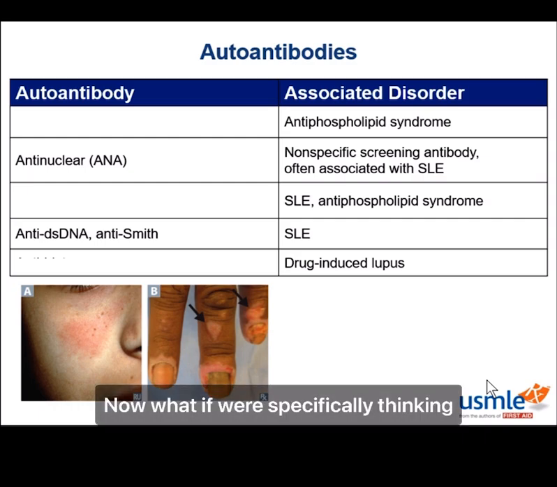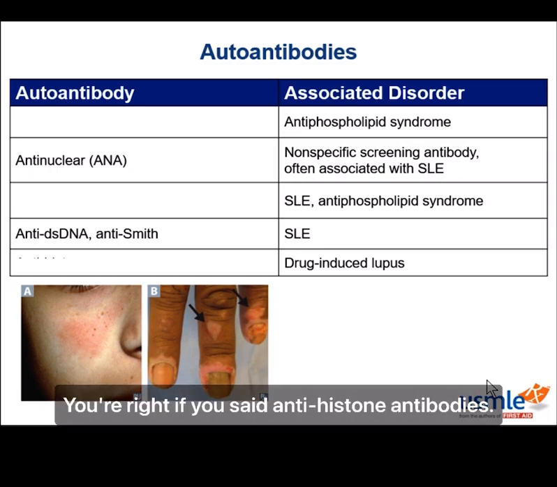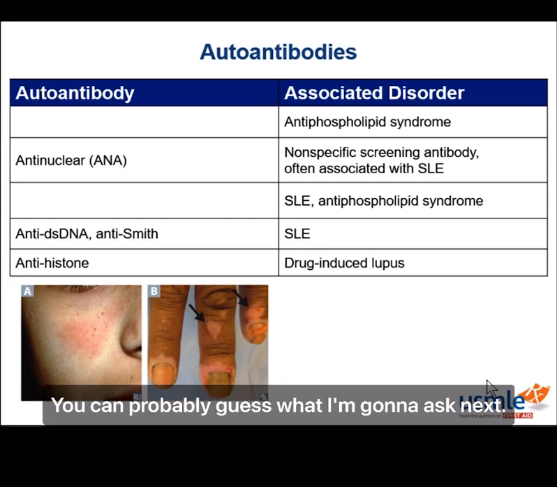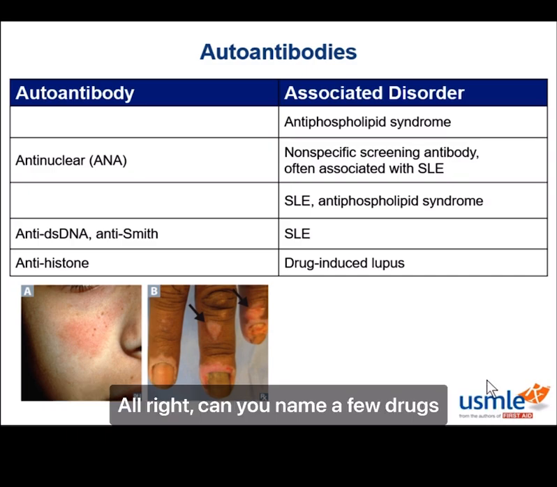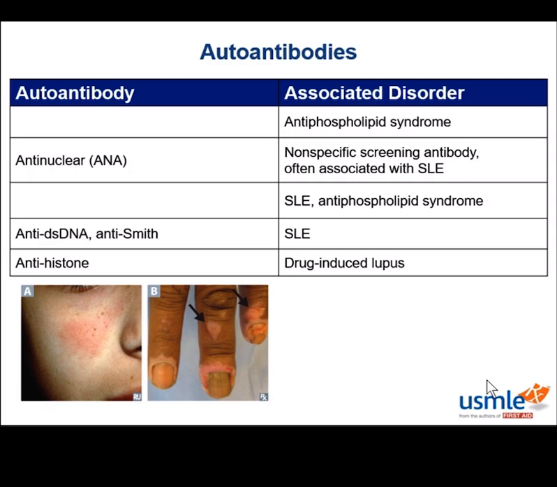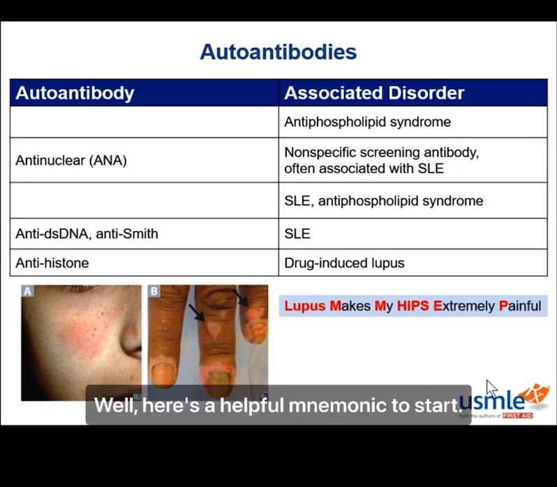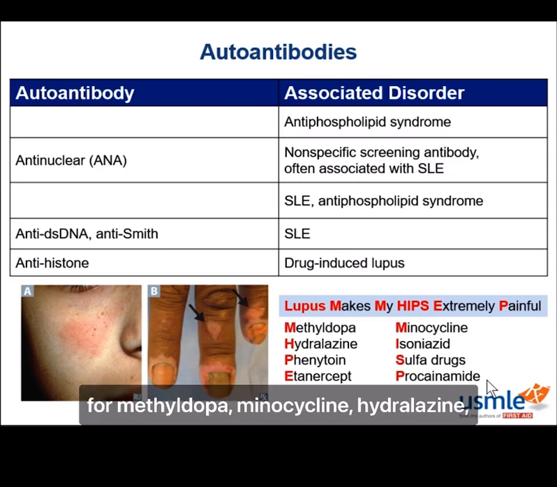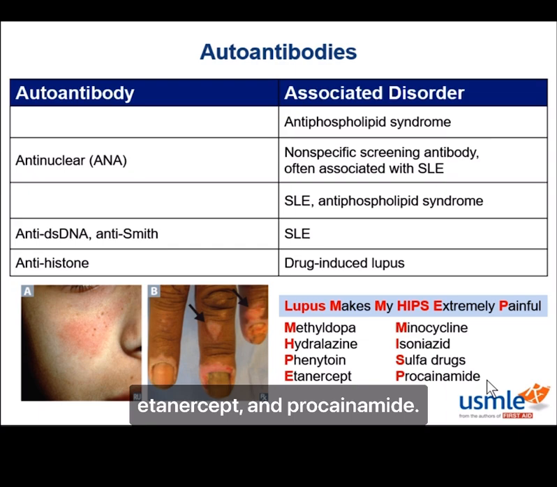Now, what if we were specifically thinking of lupus that was drug-induced? You're right if you said anti-histone antibodies. You can probably guess what I'm going to ask next. All right, can you name a few drugs that cause drug-induced lupus? Well, here's a helpful mnemonic to start. Lupus makes my hips extremely painful. Now, those letters in red stand for methyl-dopa, minocycline, hydralazine, isoniazid, phenytoin, sulfa drugs, etanercept, and procainamide.